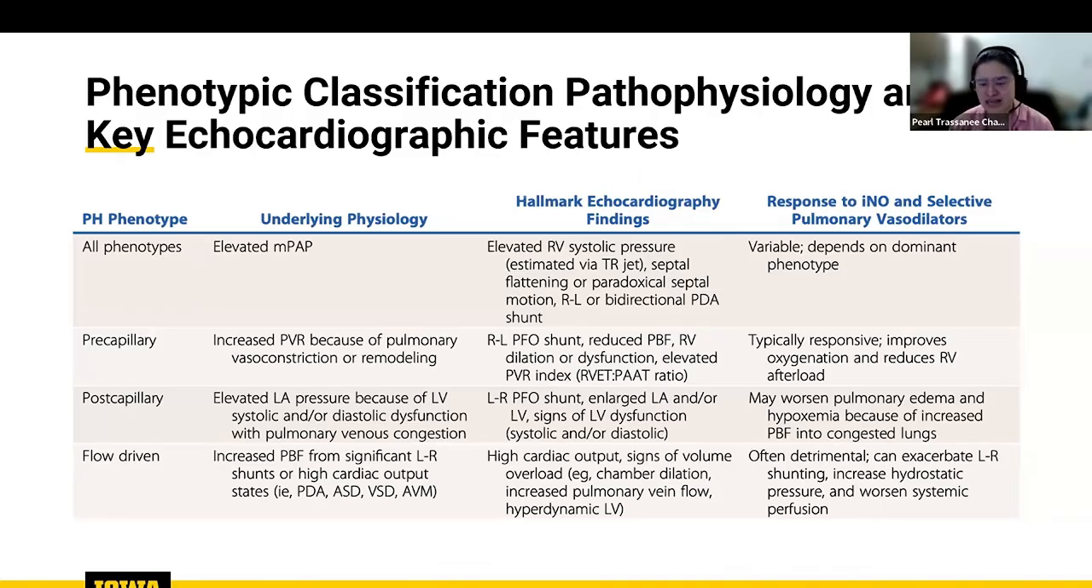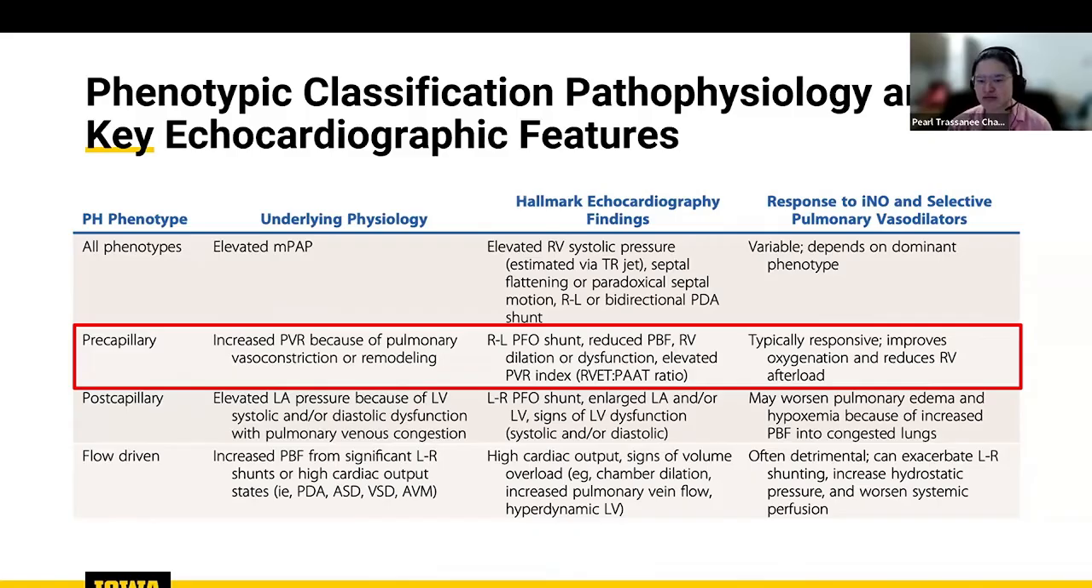The key principle is that not all pulmonary hypertension is the same. Across all phenotypes, the common feature is elevated mean pulmonary arterial pressure. However, echocardiographically, those phenotypes differ. In all of the phenotypes, we may see elevated right ventricular systolic pressure estimated by the TR jet, septal flattening, abnormal septal motion, or bidirectional and right to left ductal shunting.